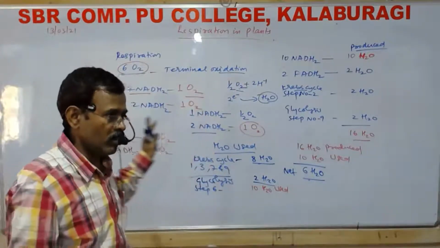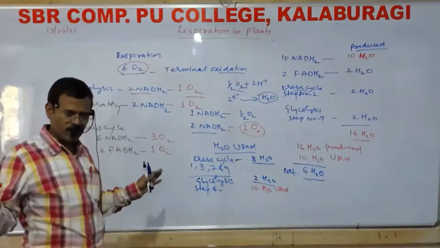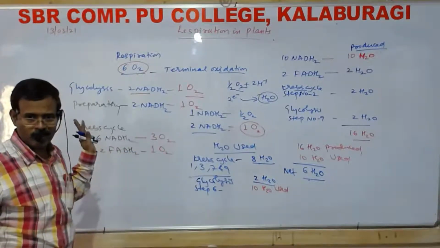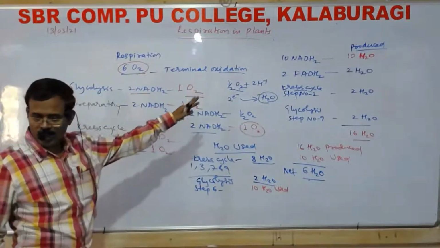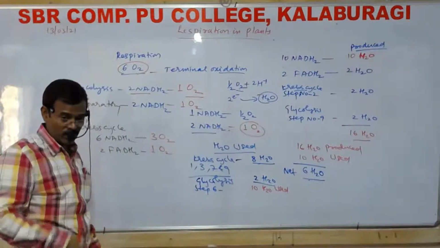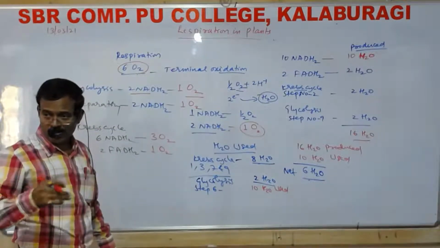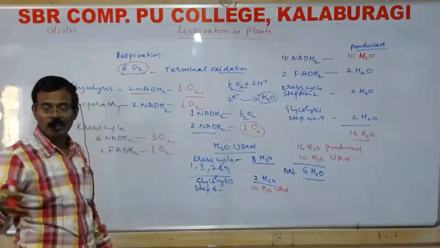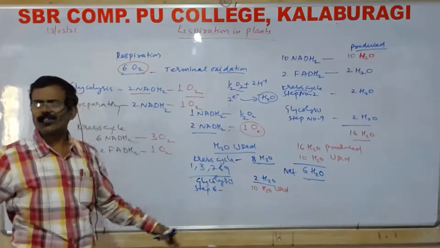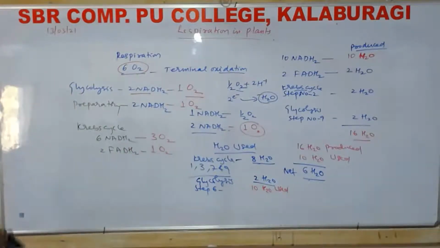Right? So this is all about the electron transport system, oxidative phosphorylation, Krebs cycle, everything I have completed. So you got the idea now of where water molecules are produced, where water molecules are used, where carbon dioxide is released. I have given preparatory step 2, and step number 5 and step number 6 in the Krebs cycle, 2 each. So 4 in the Krebs cycle, 2 in the preparatory step, total 6 carbon dioxide. Right? So these things we have to remember.